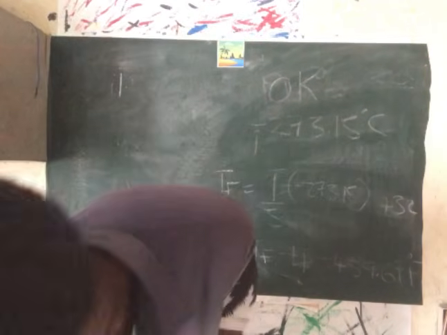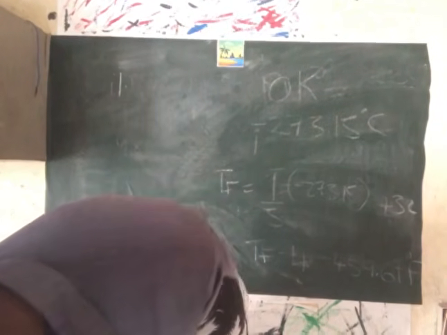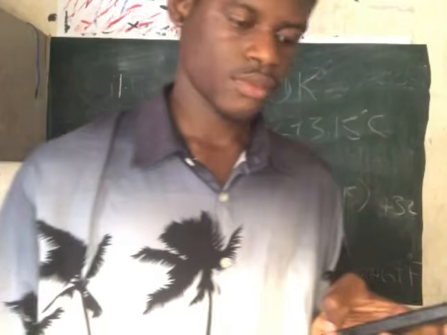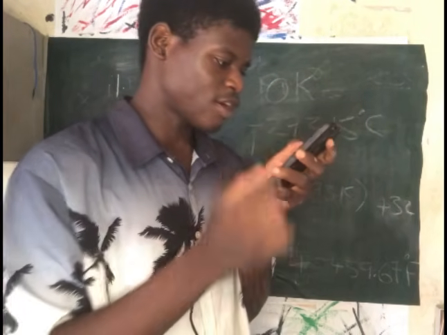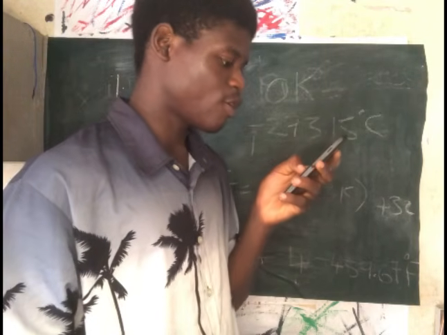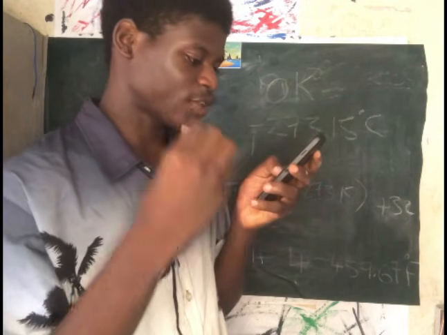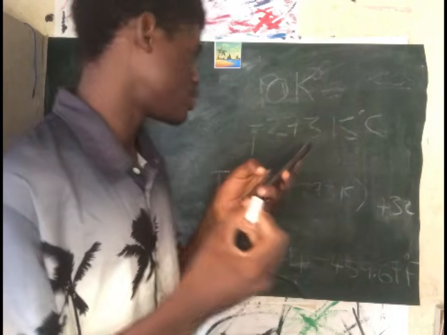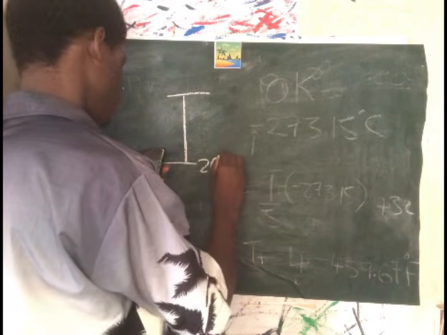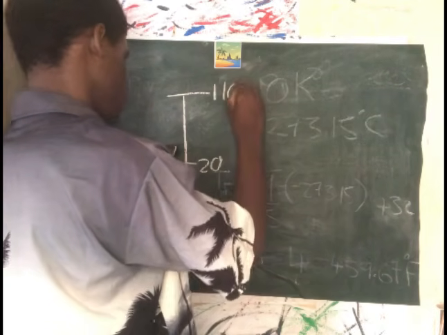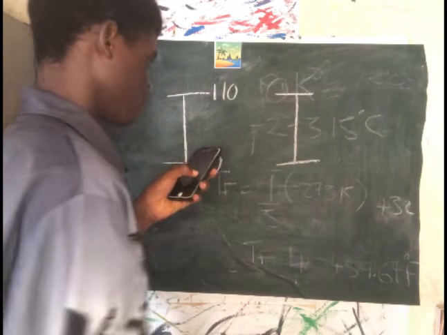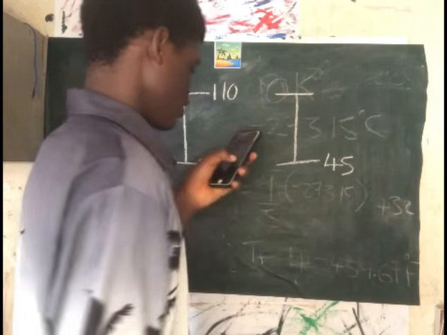Question number 2, they said on temperature scale A, the ice and steam point are 20 and 110 respectively. On temperature scale B, the ice point is 45. Let's draw the one on scale A. Scale A, they said the ice point is 20 degrees, while the steam point is 110. On scale B, the ice point is 45.